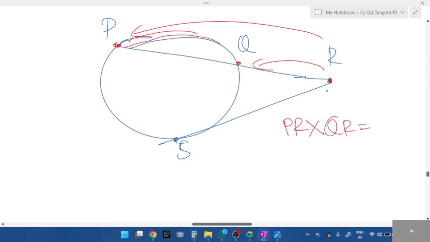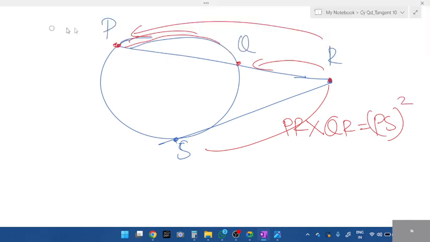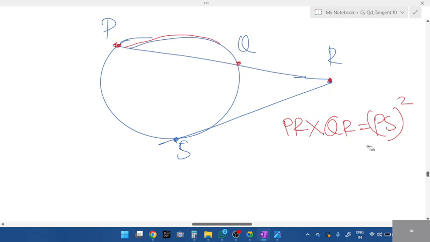And for tangent, there's only one point. PS square. Is this clear? All of you understood? For tangent, it is PS square. We have studied only these three. Last, I think only one, yeah, last one is left. Alternate segment, last concept.